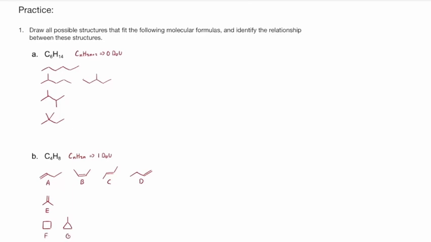Finally, let's check for redundancies and identify the relationships between these structures. Structures A and D are the same molecule drawn slightly differently, so we can cross out one of them. All of the remaining structures are isomers of each other. Structures B and C, cis and trans butene, are stereoisomers and constitutional isomers of the other 4 structures, and the other 4 structures are all constitutional isomers of each other.